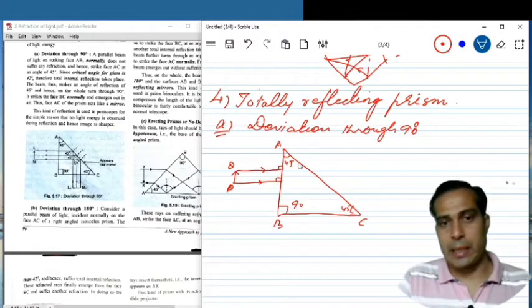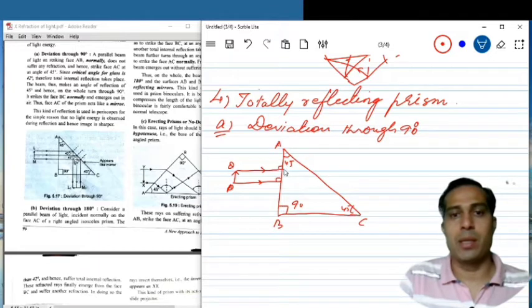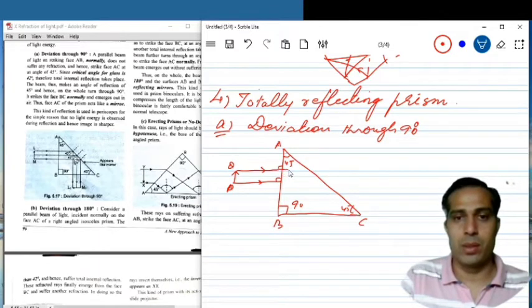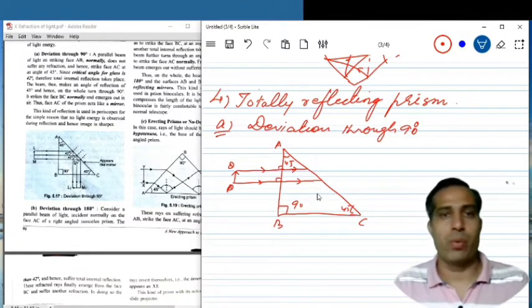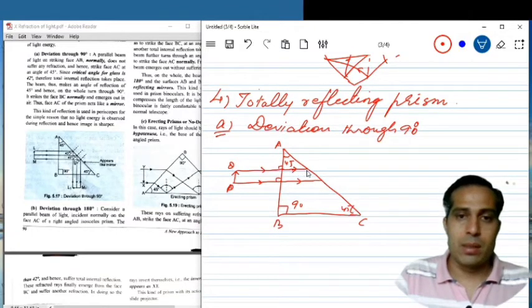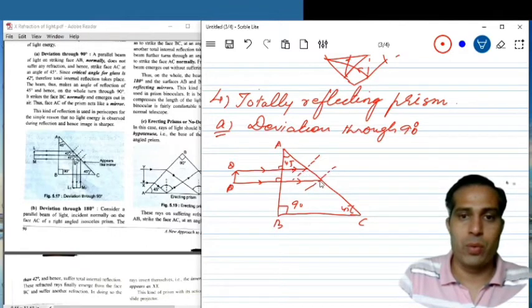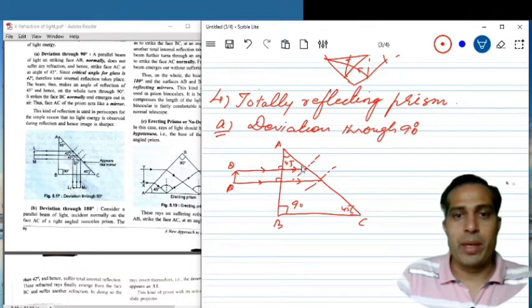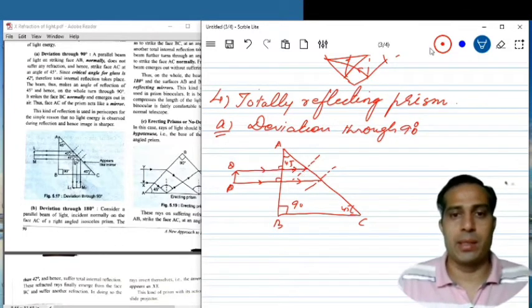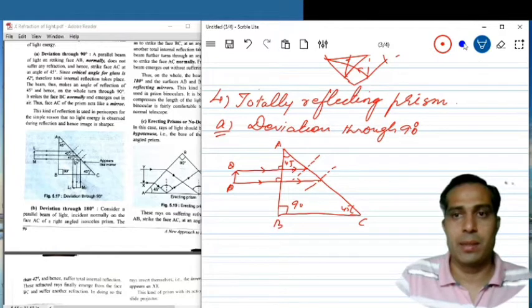If it is falling at 90 degrees on the surface AB, it will pass without any deviation, because when the ray of light enters at 90 degrees, it will pass without any deviation. Then we have to find out what the angle of incidence is at surface AC. This is the normal line here, and this is also the normal line at the point of incidence. So now we have to find this angle of incidence.